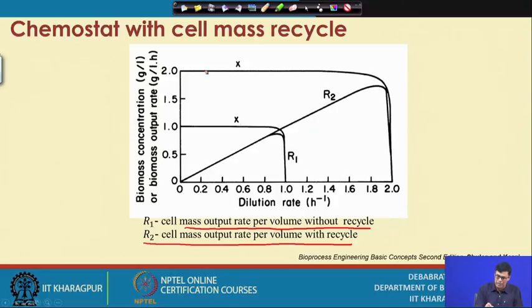So, with recycling the cell mass concentration will be like this, and you can see that the washout dilution rate is much higher as compared to without recycling. Without recycling it might be close to 1, and with recycling it is about 2. R1 is the cell mass output without recycling, which has been given here. These are the two situations: rate of cell mass formation without recycling and rate of cell mass formation with recycling. With recycling, our cell mass growth is increased to a great extent.